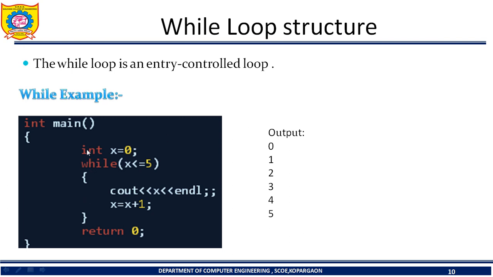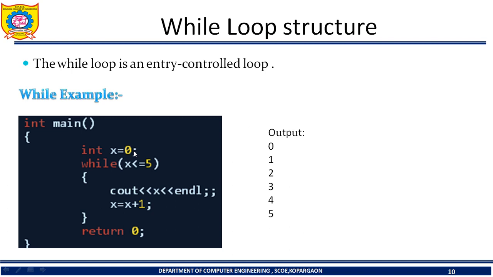Okay, see, we have initialized x with 0. While x is less than equals to 5, this loop will get executed. And what we are doing in the loop, we are just displaying the value of current x, and after displaying the value of x, we are incrementing that x by 1. Okay, see the execution of this program.